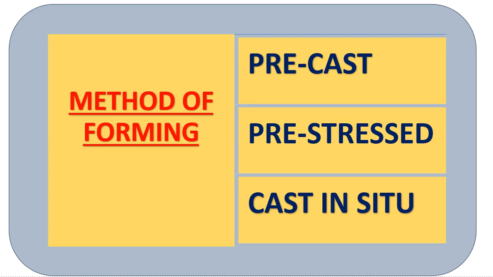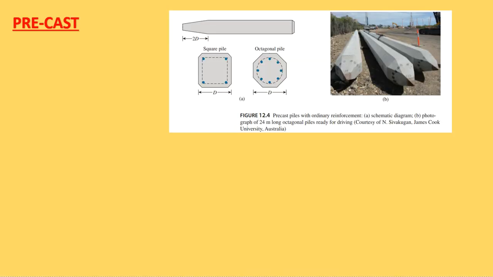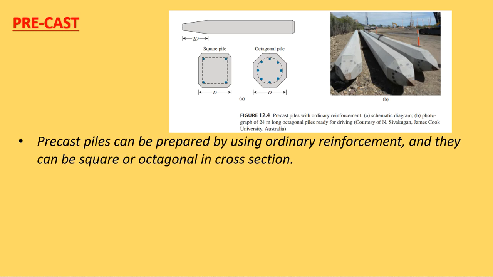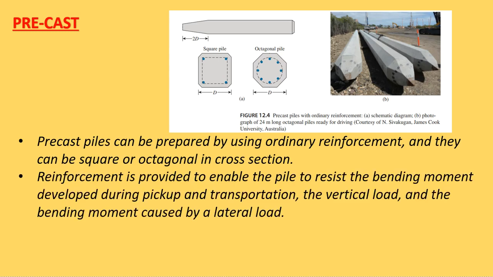As per the method of forming, we have precast, pre-stressed and cast in situ. We already learned these types of piles under the concrete. Precast piles can be prepared by using ordinary reinforcement and they can be square or octagonal in cross section. Reinforcement is provided to enable the pile to resist the bending moment developed during pickup and transportation, the vertical load, and the bending moment caused by a lateral load.